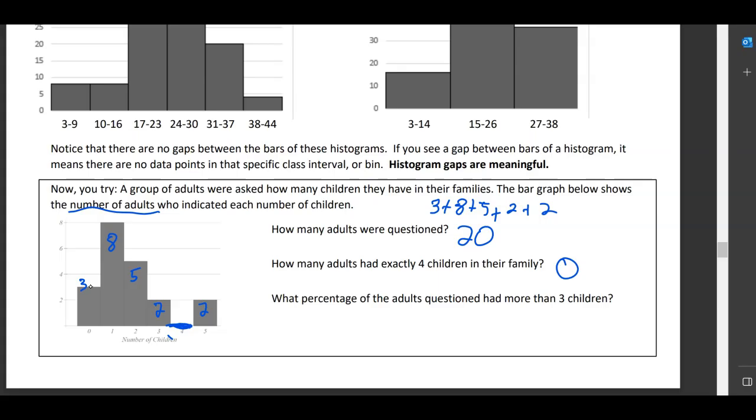More than 3, you would add up this one and this one. Now, had it said 3 or more, then we could include the 3 in the category. But more than 3, you couldn't include the 3. So just have to be careful with the English on those.